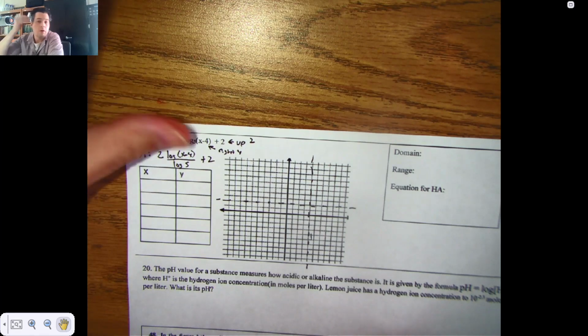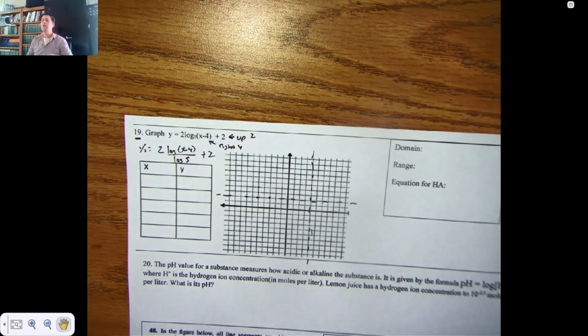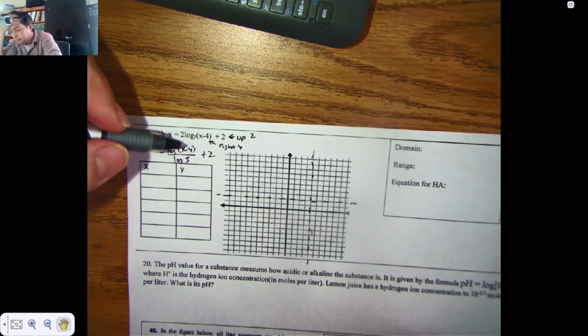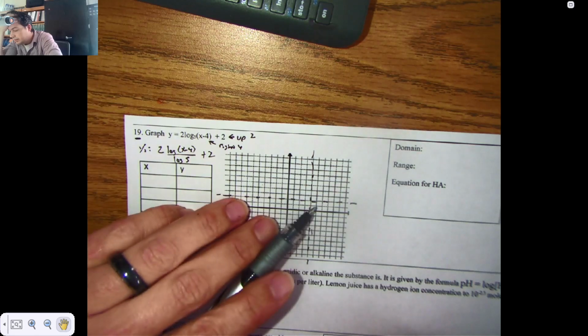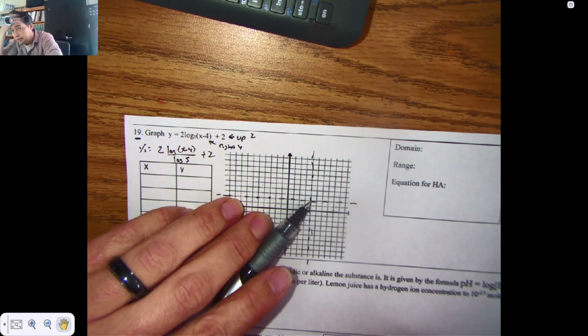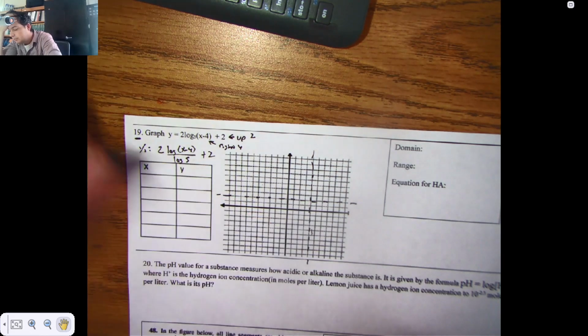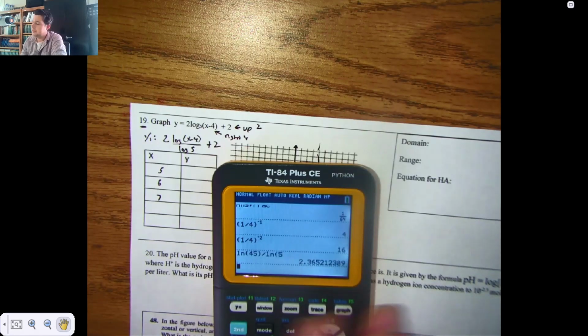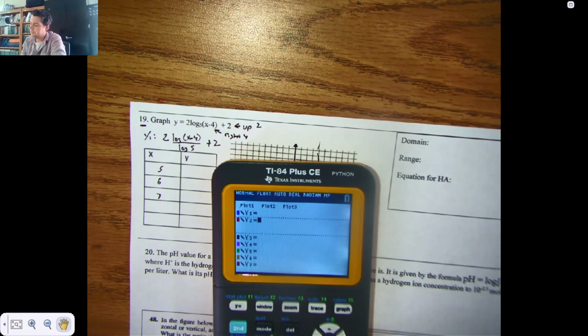I don't have the word logarithm written out, but logarithms look like this. That's what they look like. And I am going to use the calculator for my table of values here. The centering here is not at 4. If you plug a 4 in here, this thing freaks out. You're going to plug in a 5, a 6, and a 7 because you can't throw a 4 at it. That should really be on this homework. I wonder why it's not.